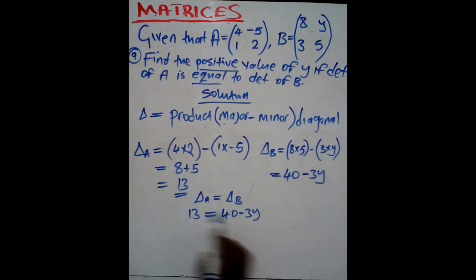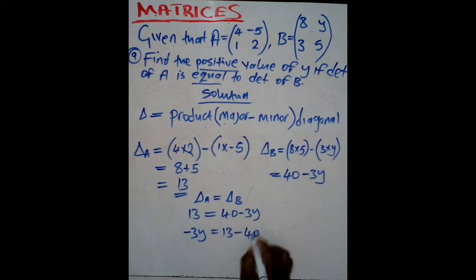These are like terms and these are unlike terms, so you collect the like terms. You have negative 3y is equal to 13 minus 40, because the 40 will go to the other side, it will be a negative. When you subtract a bigger number from a smaller number, the answer is always going to be negative. So negative 3y is equal to negative 27, because 40 minus 13 is 27. Then divide by negative 3 on both sides.